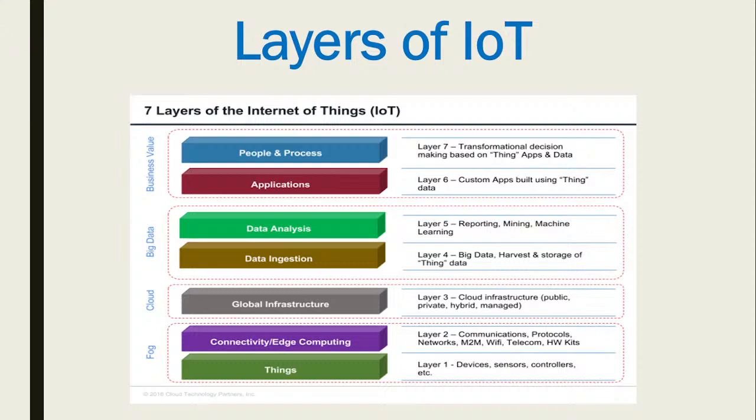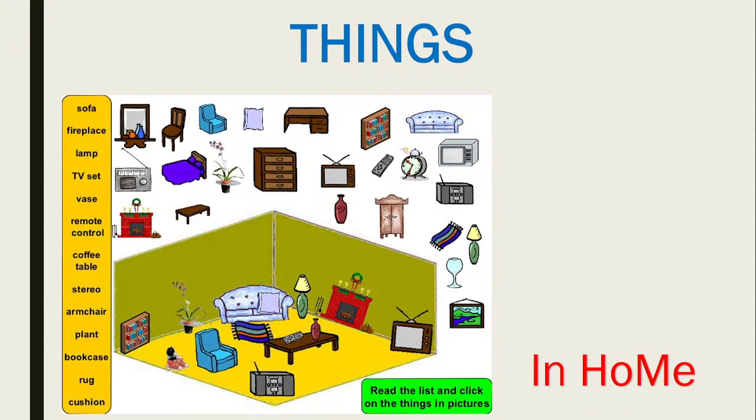Then connectivity and edge computing, like different types of networks, connectivity, protocols, machine-to-machine, Wi-Fi, telecoms, hardware kits. All these things come under connectivity and edge computing. Then things itself. So things are at the lowest level. Things like whatever can be connected to the internet, like cars or buildings or different appliances, anything that can be connected to the internet. Examples of things in a home scenario, we have a limitless number of options in home scenarios.